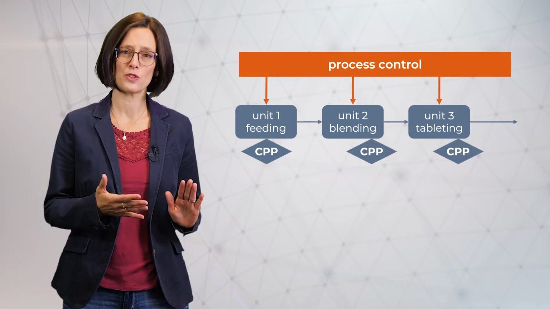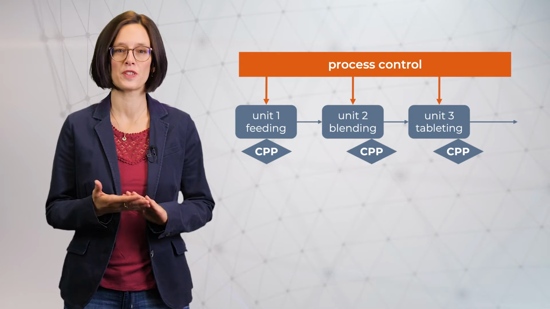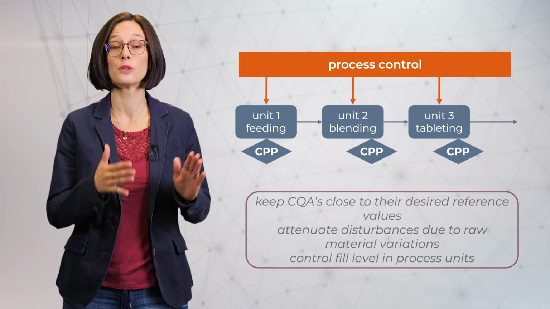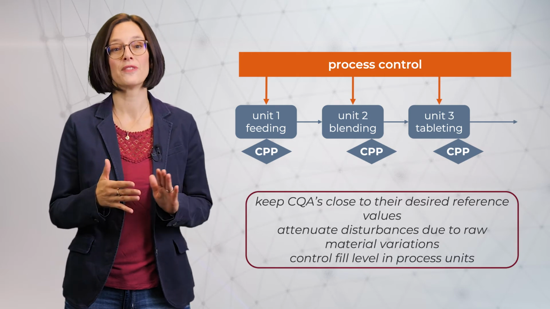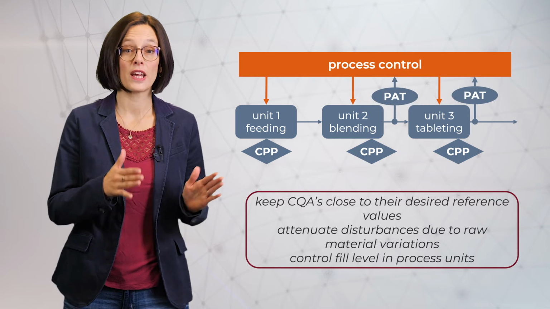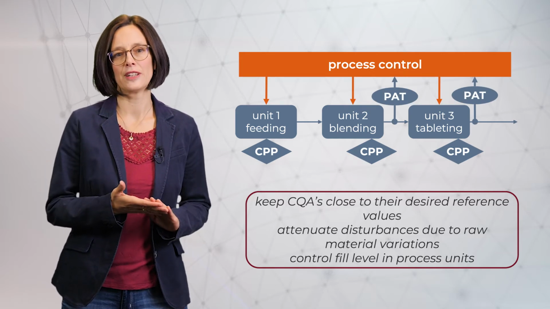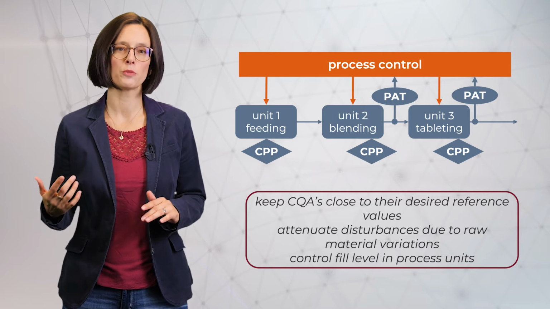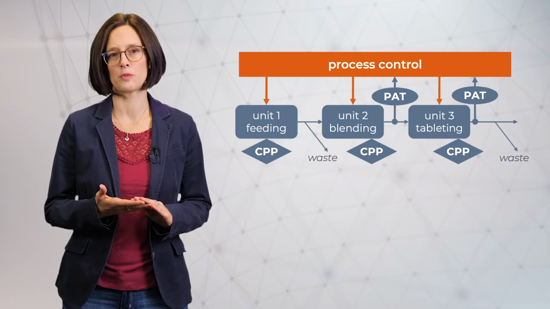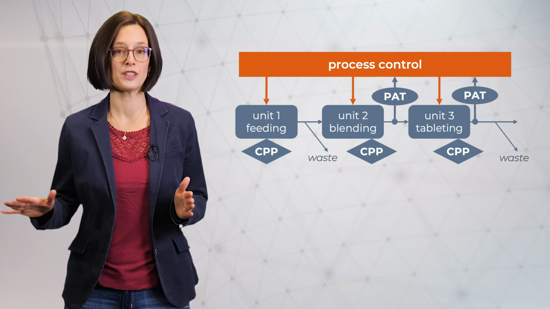When talking about process control, we are talking about methods that automatically adjust critical process parameters, abbreviated to CPPs, in real time to keep the critical quality attributes, abbreviated to CQAs, close to their desired reference values, which we check with PAT tools. That means that the effect of raw material variations that would deteriorate the final product quality can be attenuated. In case of severe disturbances, quality control will step in and out-of-spec material will be discarded.